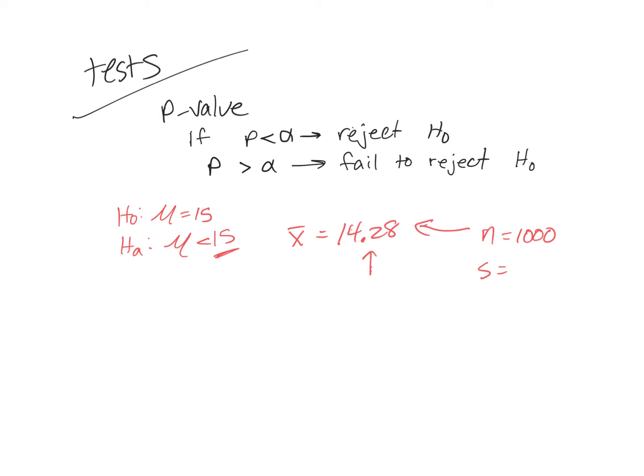So here's how you're going to get asked about power. Let's go ahead and say that this test, the power to detect mu equals 13.5 is 0.57. What does that mean?